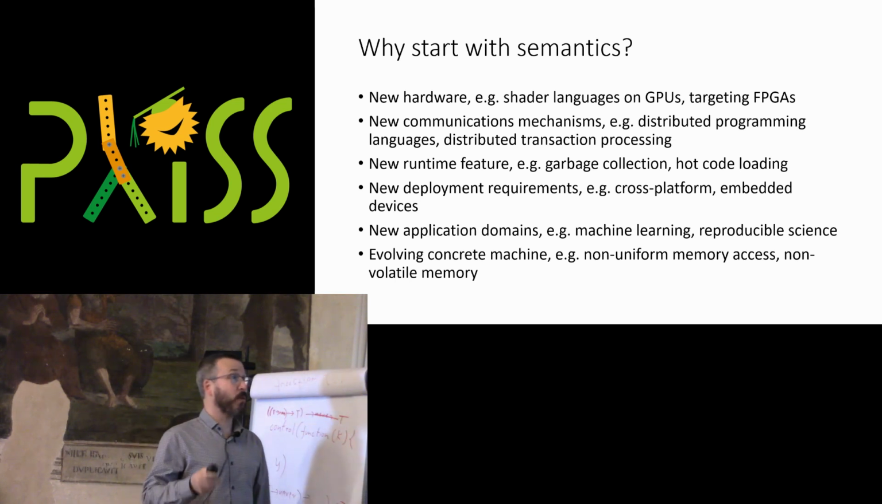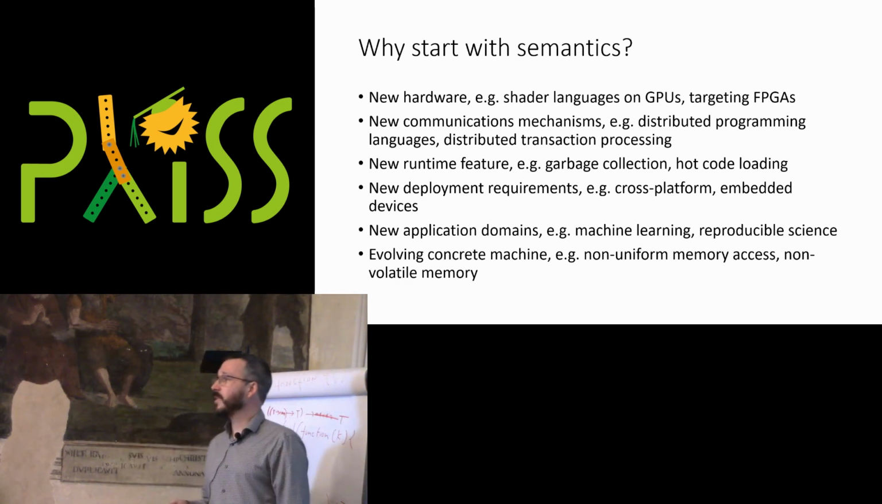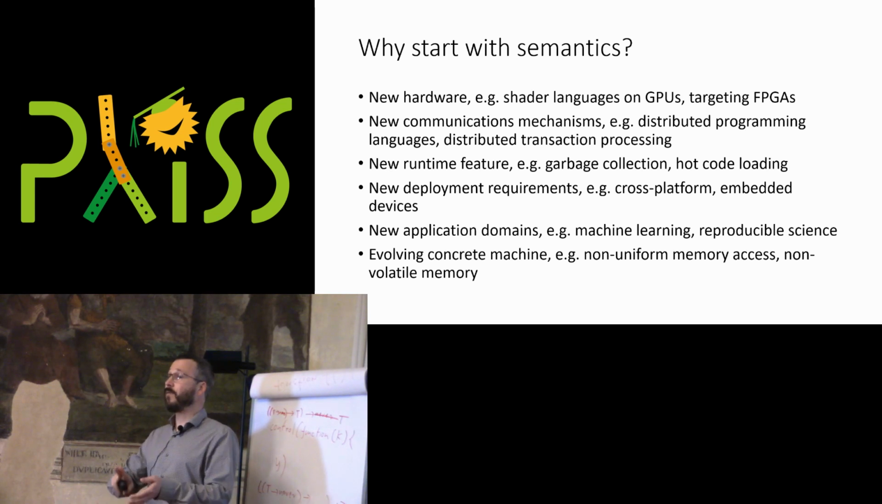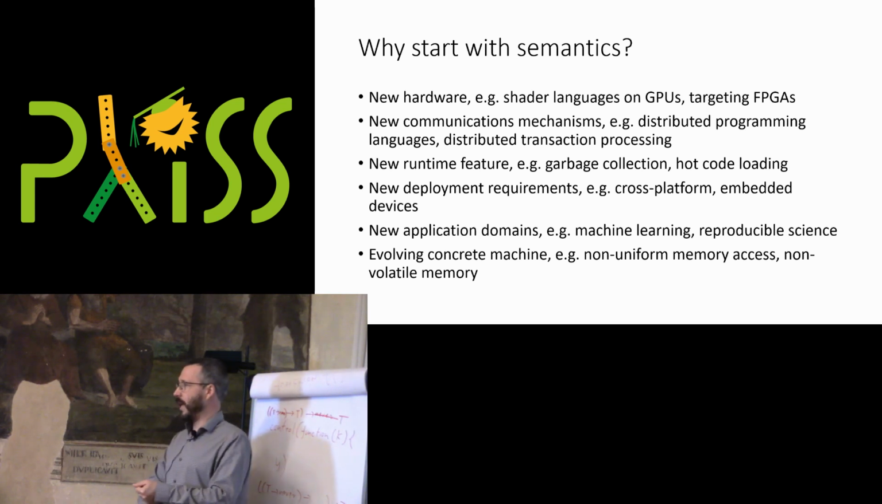Another one is new deployment requirements: cross-platform, embedded devices. People are like, oh, it's just a smaller machine. It's not just a smaller machine. It has a different cost model, right? It has a different set of hard limits. It's one thing to say we consider the operational semantics over infinite memory. It's another thing to deploy code, right?